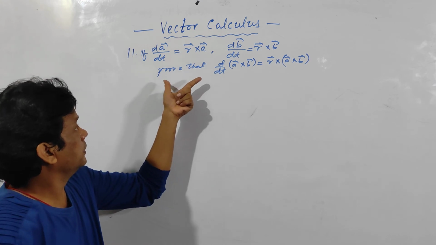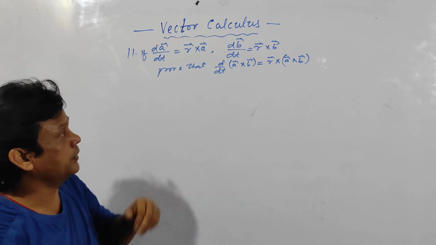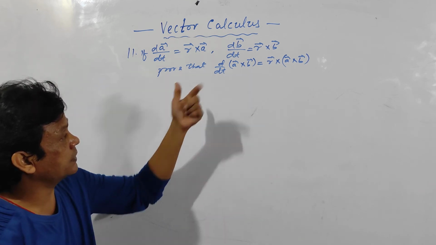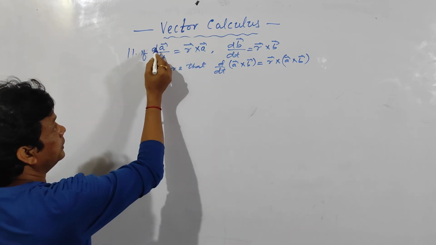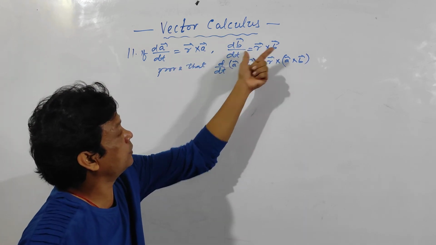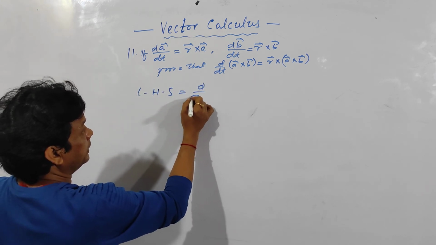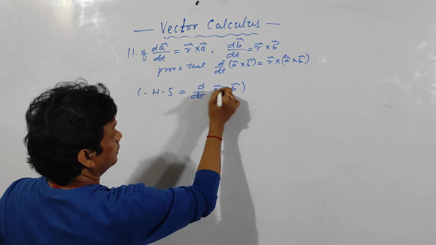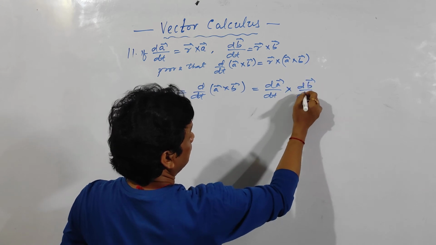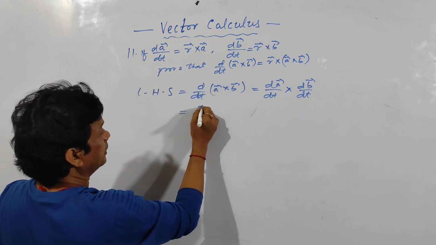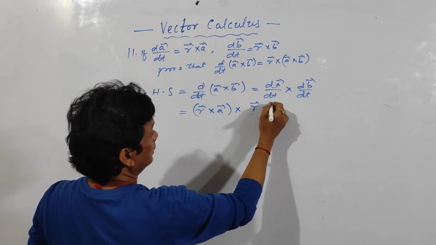See here. This is the question of the previous video. I have given it in the assignment, and some students asked me in the comment box to solve this one. See here, dA by dt is equal to r cross a, dB by dt is equal to r cross b. So you have to prove this one. So write the LHS, which is d by dt of a cross b is equal to dA by dt cross dB by dt. So what is dA by dt? It is r cross a, and dB by dt is r cross b.